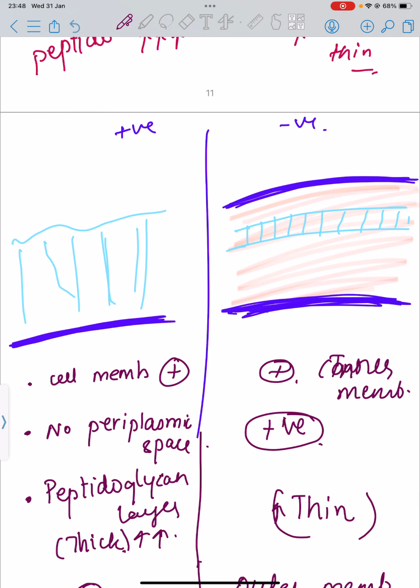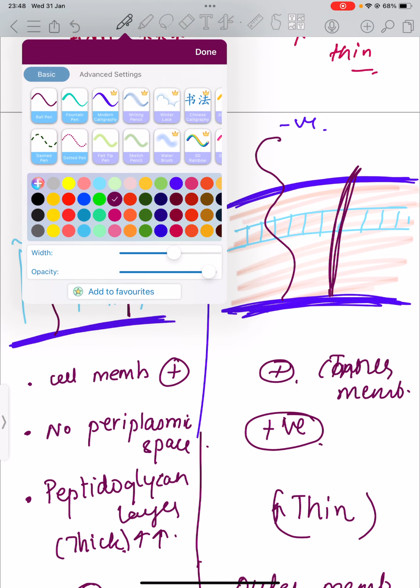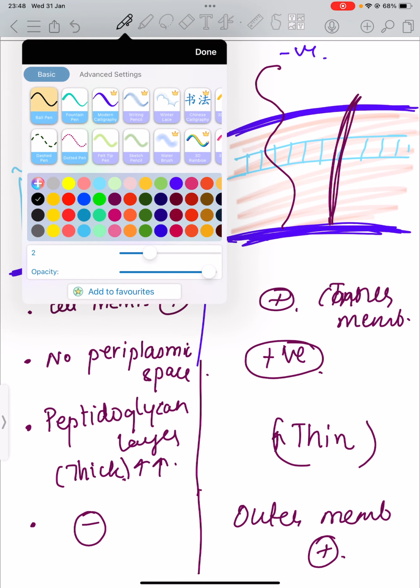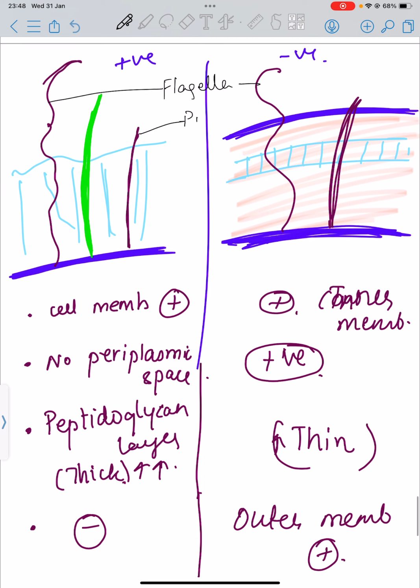Now in addition to this, they both can have flagella and pili. But in case of gram positive, there is something else that they have, and that is teichoic acid. So let me make it simpler for you. This, my friend, is flagella, this is pili, which both share, and this is teichoic acid, which is present only in gram positive.